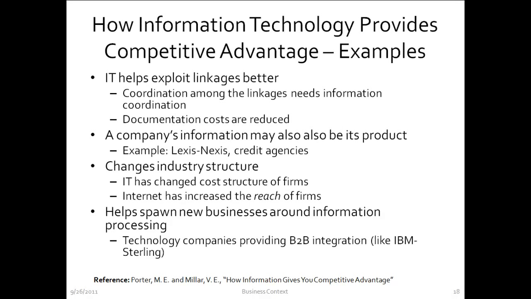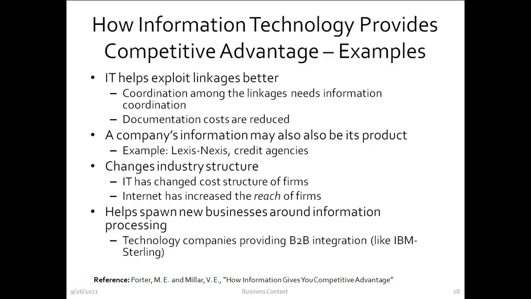Next, IT can help exploit linkages between components in the value chain better. It can provide coordination among the linkages. It can provide information across linkages. It can help reduce documentation costs and so on. Next, a company's information is also its product. So for example, LexisNexis, credit reporting agencies, companies that provide product, service, and support, their primary product is actually information.